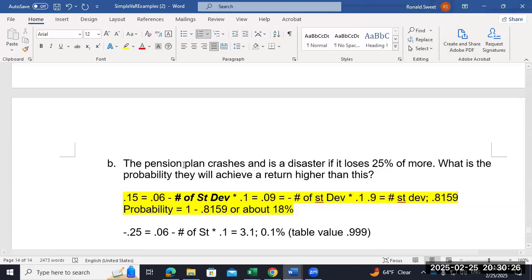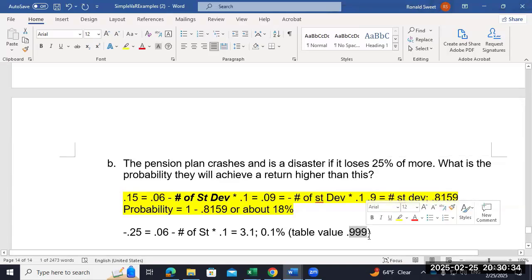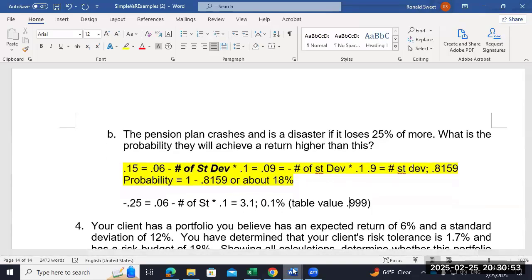It should be obvious. Say, what's the probability of a portfolio expected to make 6% loses 25%? You kind of know that's not going to be 99%. 99.9%. That seems really illogical, doesn't it? So it's kind of obvious to say, or what's the probability it doesn't lose more than 25%? You'd say, yeah, that's probably 99.9%. Pretty unlikely. So we're probably okay.